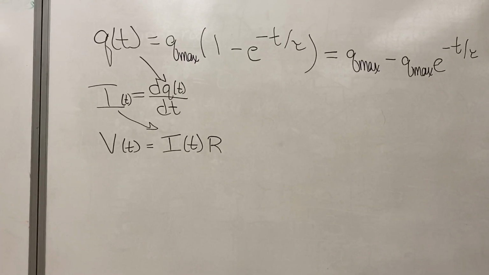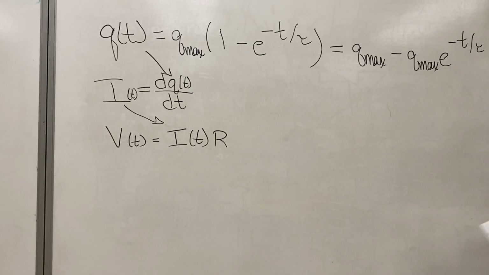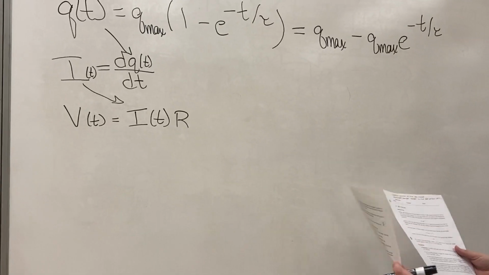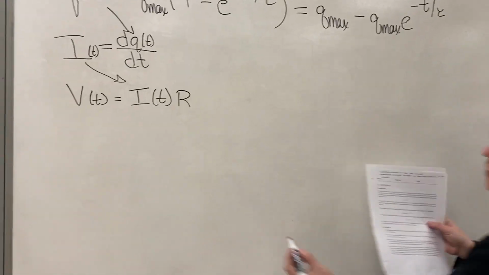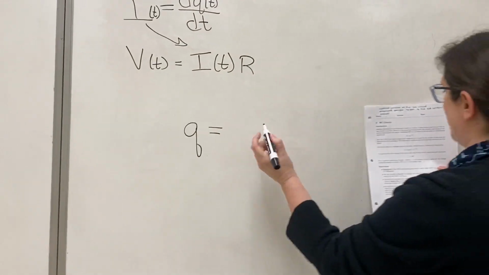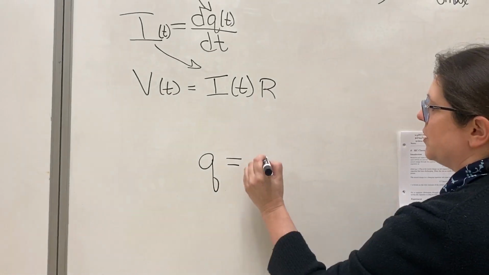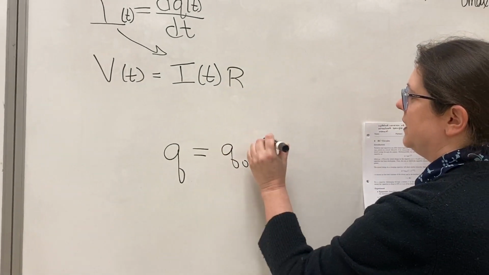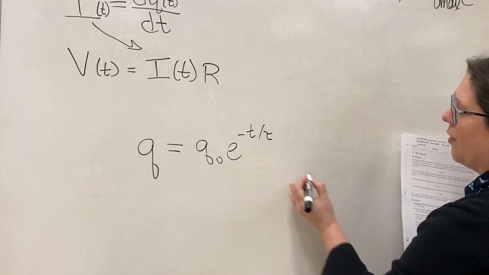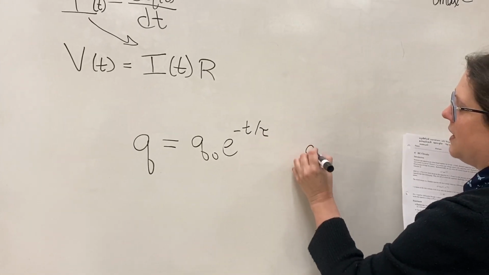And then question 6 asks if the charge ever actually reaches 0, and they want you to give a mathematical justification. So for that one, you're going to look at the first equation, which is this one. This is the discharging capacitor, which says Q equals some initial value times e to the negative t over tau.